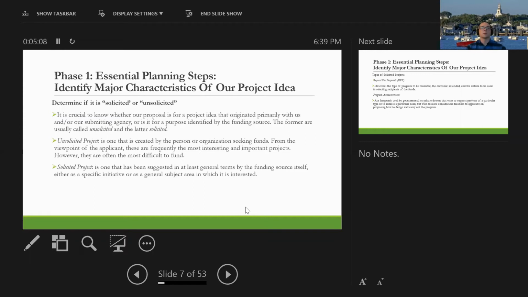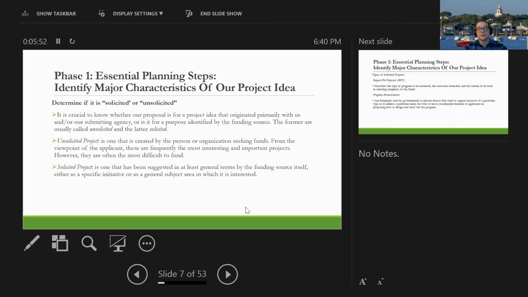And so coming back to those two terms I talked about, solicited versus unsolicited. It's crucial to know whether our proposal is for a project idea that originated primarily with us, the submitting agency, or is with the purpose identified by the funding resource. So that would be solicited. And when we talk about unsolicited, think of it more as us approaching, in hypothetical, a foundation who has not sent us an RFP. So we are soliciting their services, whereas an RFP, a request for proposal, would be solicited.